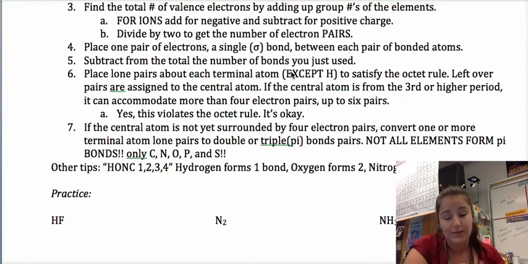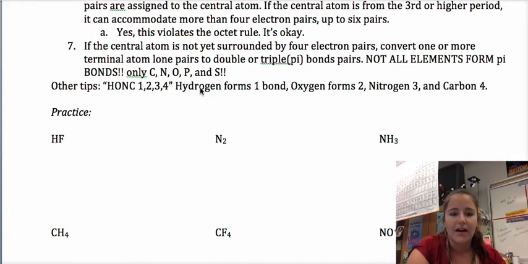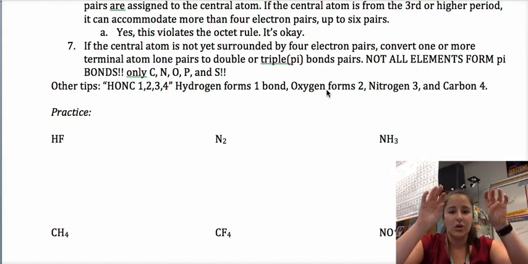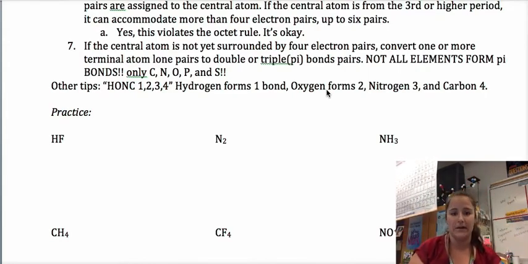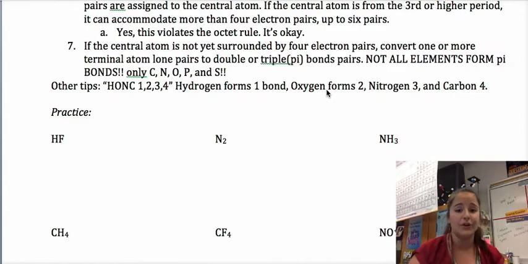Some atoms in this class will have more than 8 electrons around them. It's okay, it'll be okay. If it's not yet surrounded by 4 electron pairs, you just convert those lone pairs and move them into bonds to form double or triple or pi bonds. But not all elements are going to form pi bonds. The ones that typically do are carbon, nitrogen, oxygen, phosphorus, and sulfur.